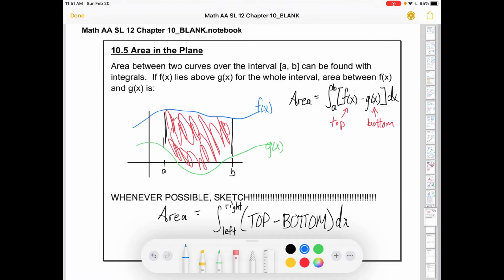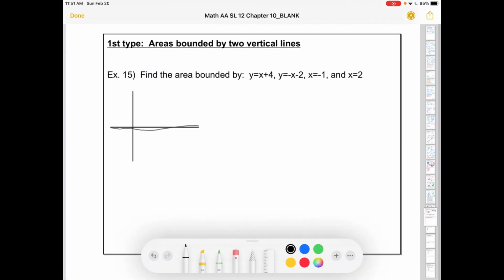The thing that is going to make all this easier is, whenever possible, draw a rough sketch. It doesn't have to be an amazing sketch, but you want to figure out what's on top and what's on bottom. Okay, here comes our first one. Area bounded by y equals x plus 4 and y equals negative x minus 2.